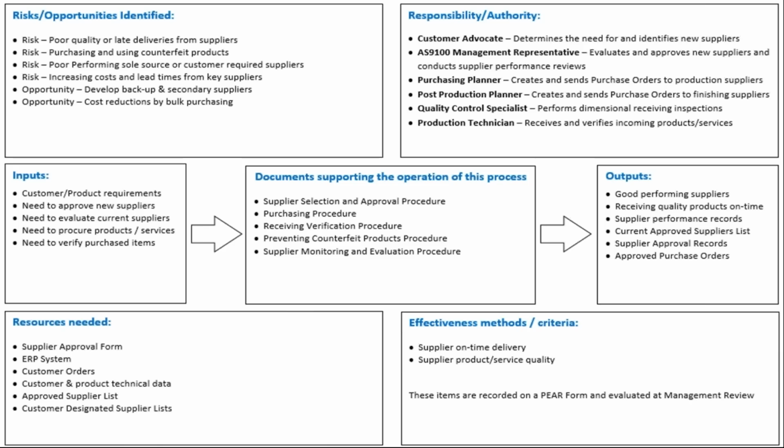The middle box adequately addresses the requirement in 4.4.2. The organization must maintain documented information supporting the operation of its processes. So in that middle box are the level 2 procedures that support the operation of this specific process. The name of the process and all of the revision history is cut off on the picture. I apologize for that, but this is an outsourced control process, and that's why you have supplier selection and approval procedure, purchasing procedure, receiving verification procedure, et cetera.